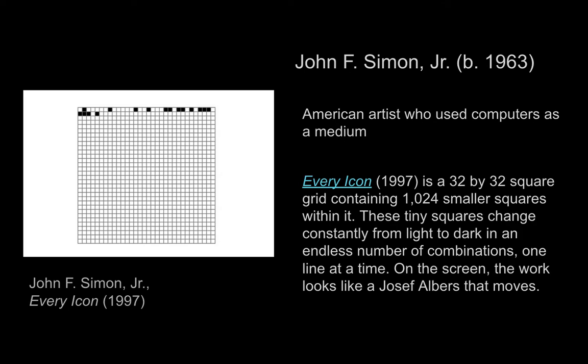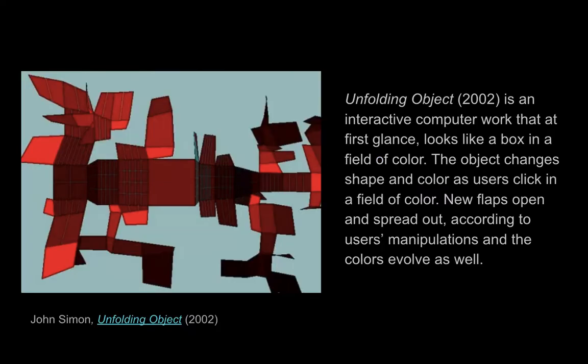These tiny squares change constantly from light to dark in an endless number of combinations, one line at a time. On the screen, the work looks like a Joseph Albers that is animated. Make sure you click the link on this page to experience this work.